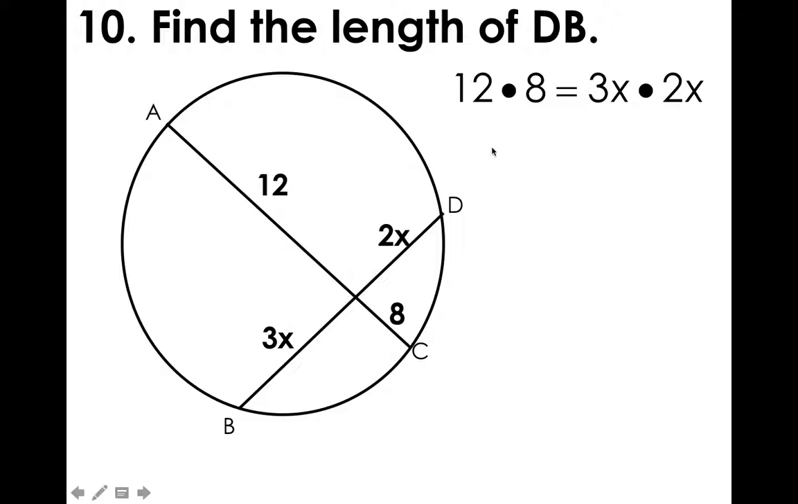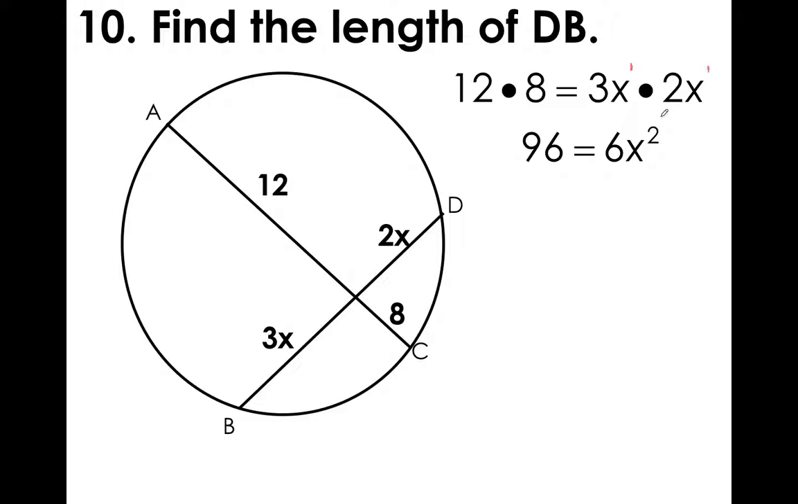But as I'm setting this up, look what we get. I'm setting it up as part A times part A equal to part B times part B. That gives us 96 is equal to 6x squared. Because remember, when we are multiplying like variables, you add the exponents, and that's how we end up with x squared.